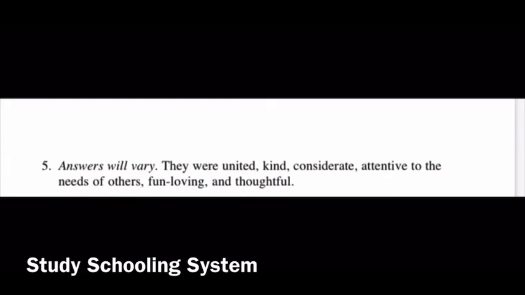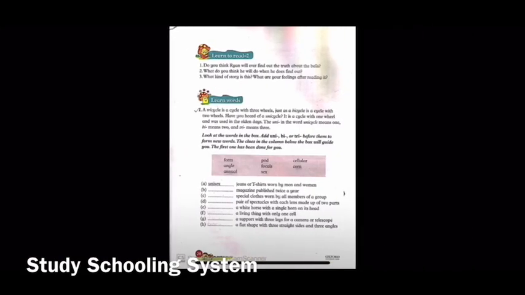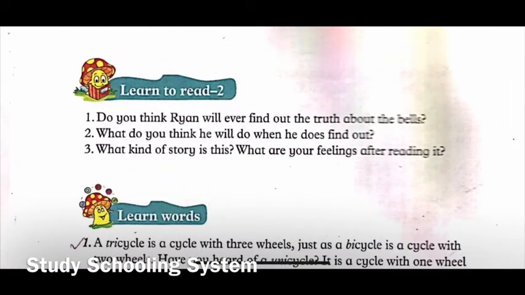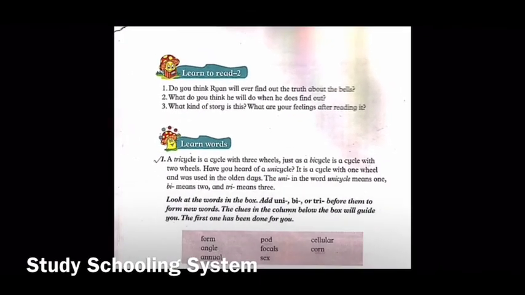You can write and thoughtful. Thoughtful again means attentive and considerate. These are similar words, so you can write anything. Apart from this also, if you have any other ideas, you can write them. Now come to the next page where we have learn to read 2. So here we can either just discuss, or if you want to write these down in your notebook, you can as well, or you can make notes on your book.